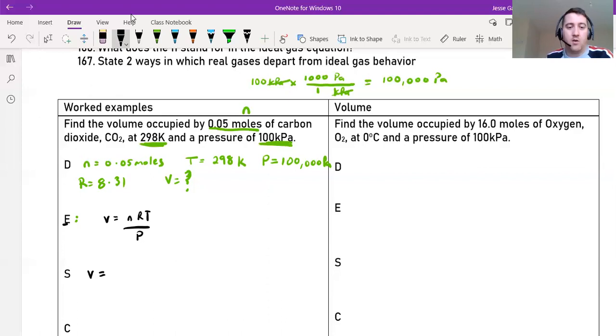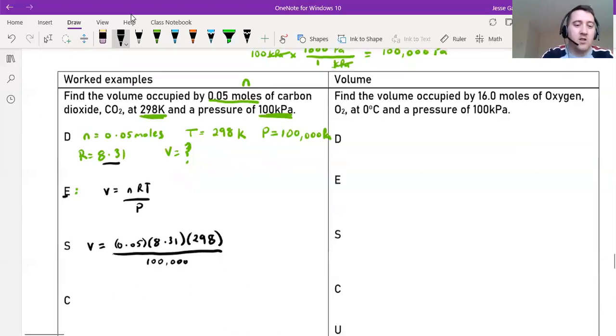Okay, so what you would do here is you would say, okay, I've got 0.05 moles, so I'm going to put that in on the top line. On the numerator, I'm also putting in R, which we said was always 8.31. So I'm going to put that in here, 8.31. I'm putting in my temperature in Kelvin, 298. Ooh, that's a mistake. 298. Good. And then in the denominator, I need P. And P, we said, was 100,000.